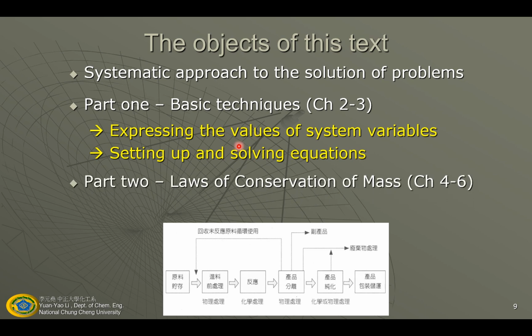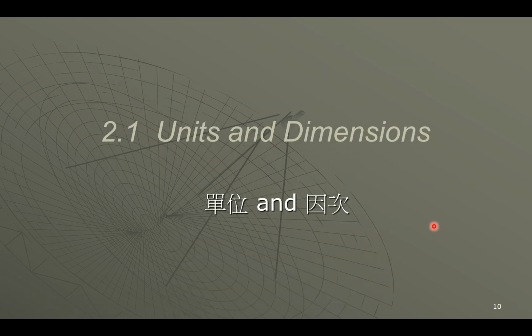Part 2 is the laws of the conservation of mass. This will be in chapter 4 to chapter 6 in your textbook. And part 3 will be the laws of the conservation of energy. I don't know if we have time to introduce this topic or not, but I will try my best to let you know about the laws of the conservation of energy during this semester. Okay, so first let's go to section 2.1, units and dimensions.